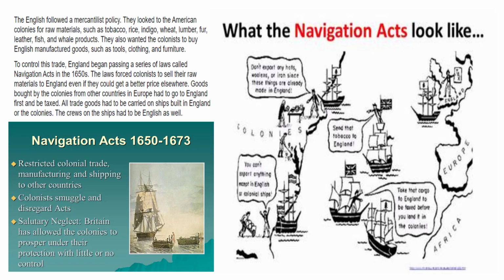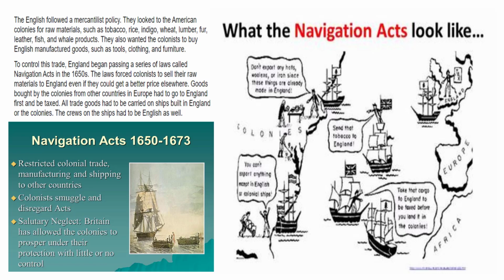To control this trade, England began passing a series of laws called Navigation Acts in the 1650s. The laws forced colonists to sell their raw materials to England even if they could get a better price elsewhere. Goods brought by the colonies from other countries in Europe had to go to England first and be taxed. All trade goods had to be carried on ships built in England or the colonies. The crews on the ships had to be English as well.